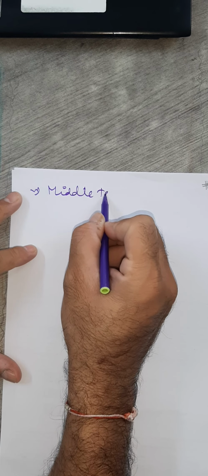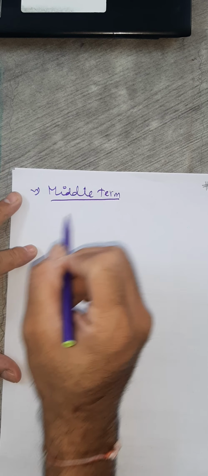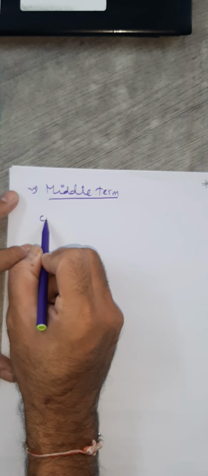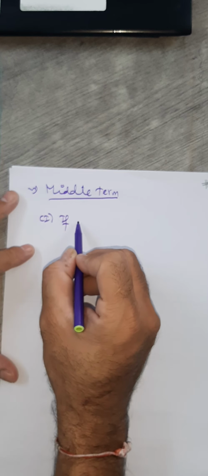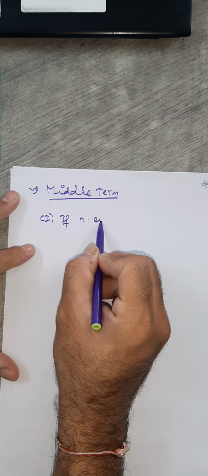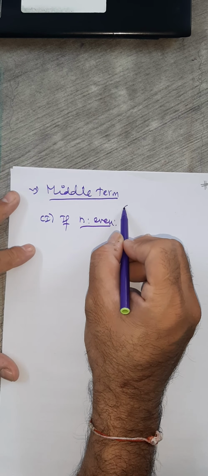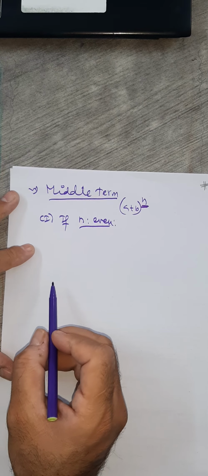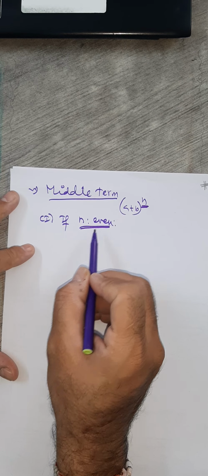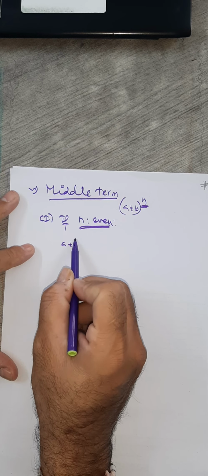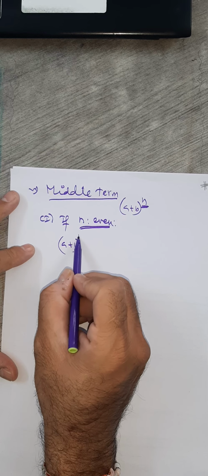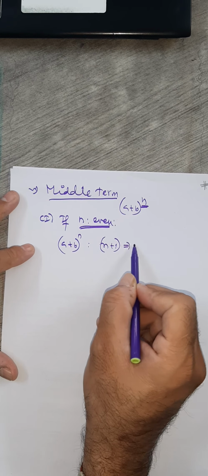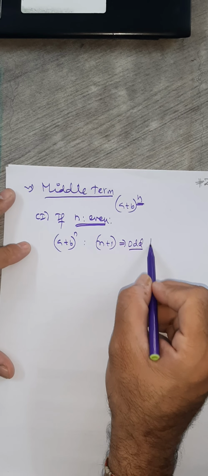Middle term. Now there are two cases. The first case is, suppose the given power is even power. In (a plus b) the whole raised to n, suppose n is even. In that case, (a plus b) the whole raised to n will have how many terms? n plus 1. That is an odd number of terms, remember, odd terms.